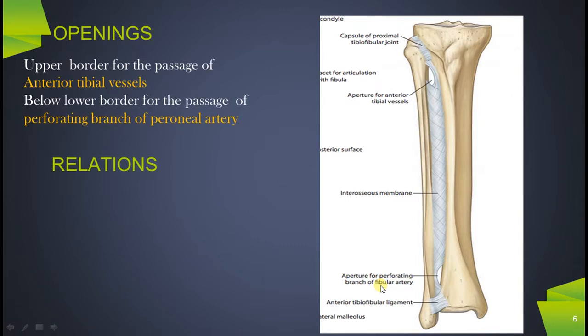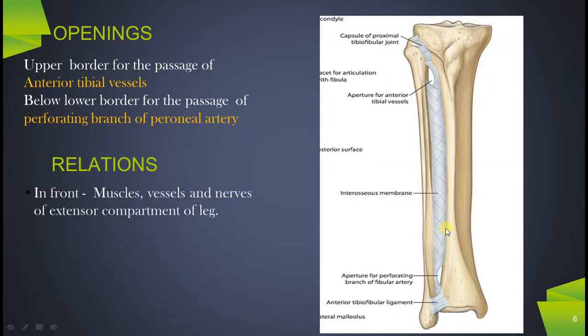Now what would be the relations? In front of the interosseous membrane, the extensor muscles take origin, so it will be related to tibialis anterior, extensor digitorum longus, the anterior tibial vessels and the deep peroneal nerve.